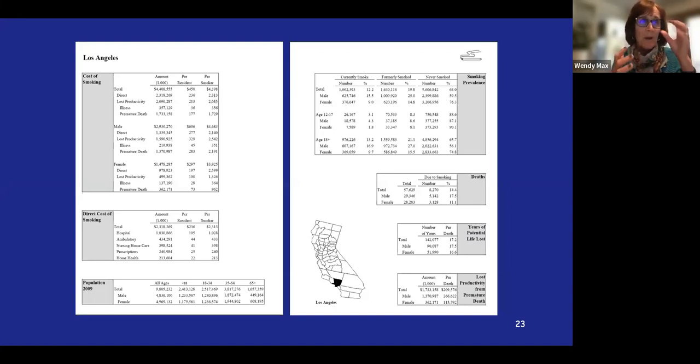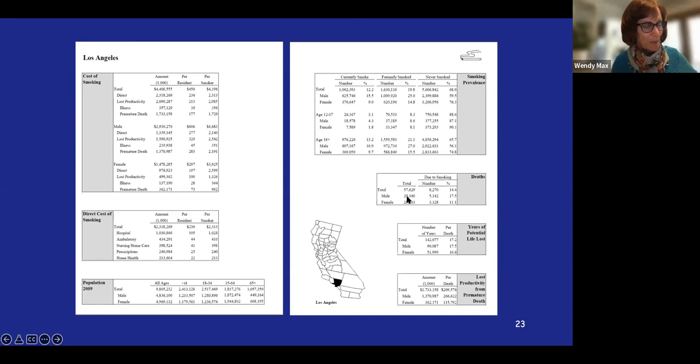One of the things I want to just mention as I go through this is ways to present the information that can be useful for different purposes. So we presented it both per resident and per smoker. We broke it down for males, females, and by whether it was the direct healthcare costs or the lost productivity measures. We also broke the healthcare costs down by type of healthcare cost, because I think sometimes that's really useful to see whether it's hospital costs or outpatient costs. We have the population estimates that were used to develop these per person estimates, smoking prevalence.